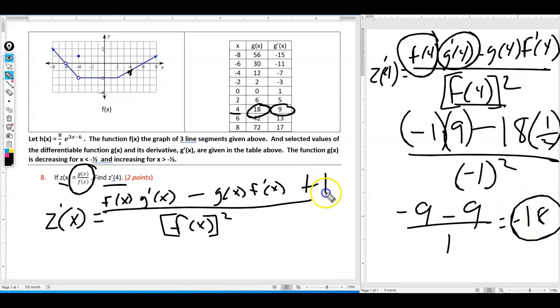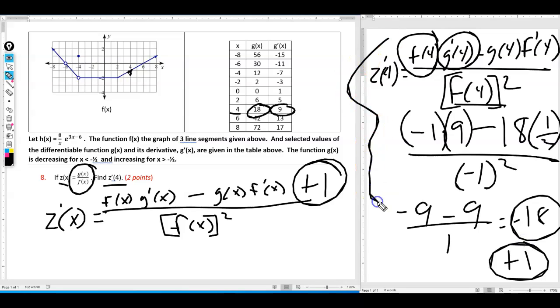So you get 1 point for just writing this, 1 point for getting to your final answer. But once again, you can't just have answers pop up out of nowhere. You need to show your work.